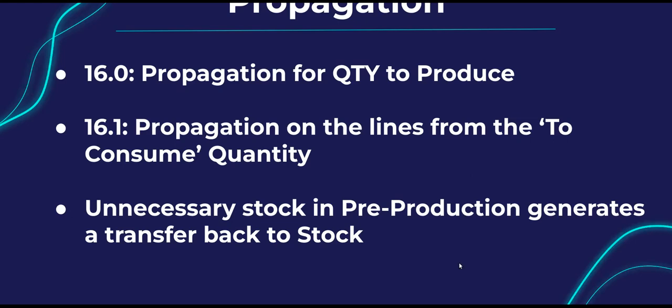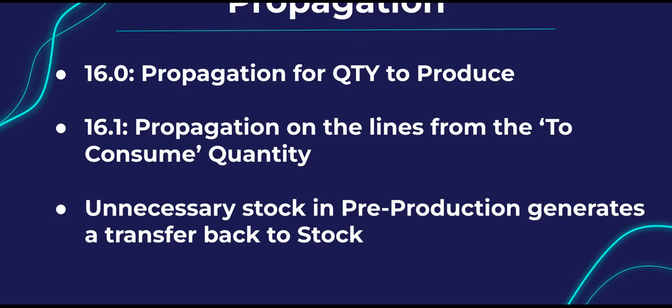And next, we also have now a propagation of components. So in 16, we already had the propagation of quantity to produce. So if you change the total quantity of what you wanted to produce for a manufacturing order, and you had a picking for it, it would already propagate that change to the open transfer. If you already validated your transfer, it would create a new transfer for the missing quantities.